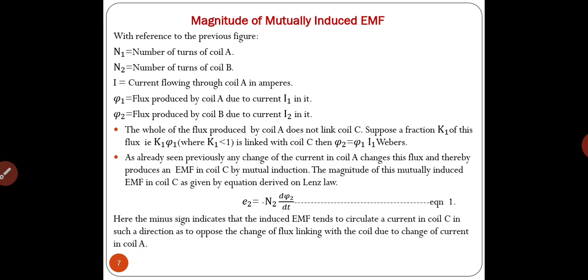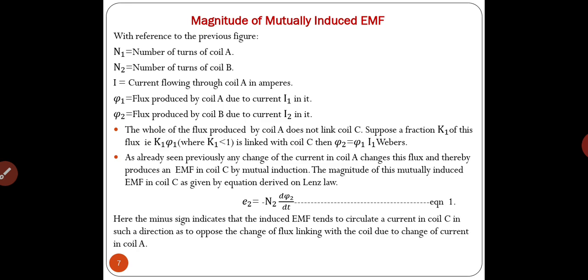If a small amount of flux, K1, is linking with the secondary coil, where K1 is less than 1, then Phi2, the flux produced in the secondary coil, is equal to Phi1, the flux produced in the primary coil, into the current flowing through the primary turns, in Webers.